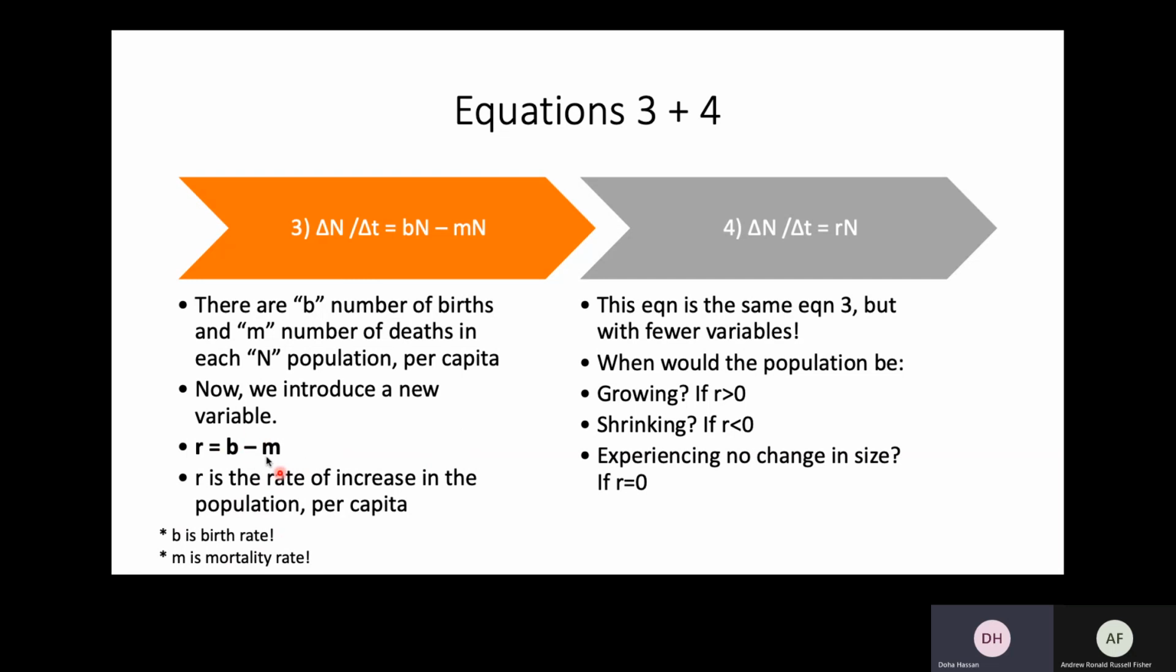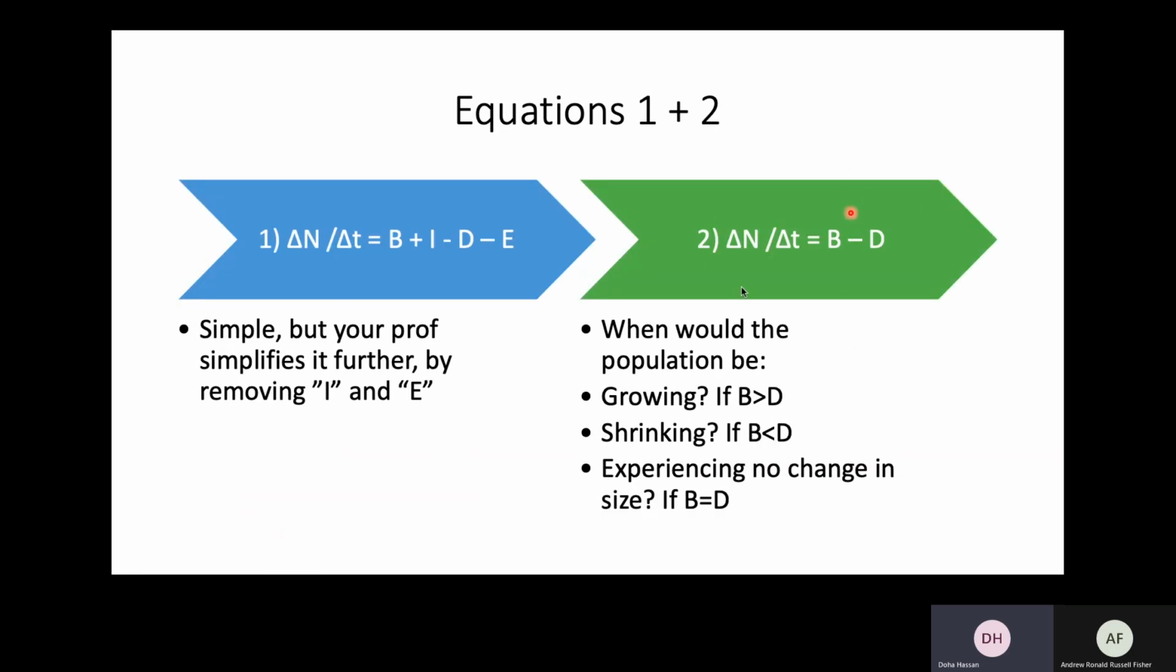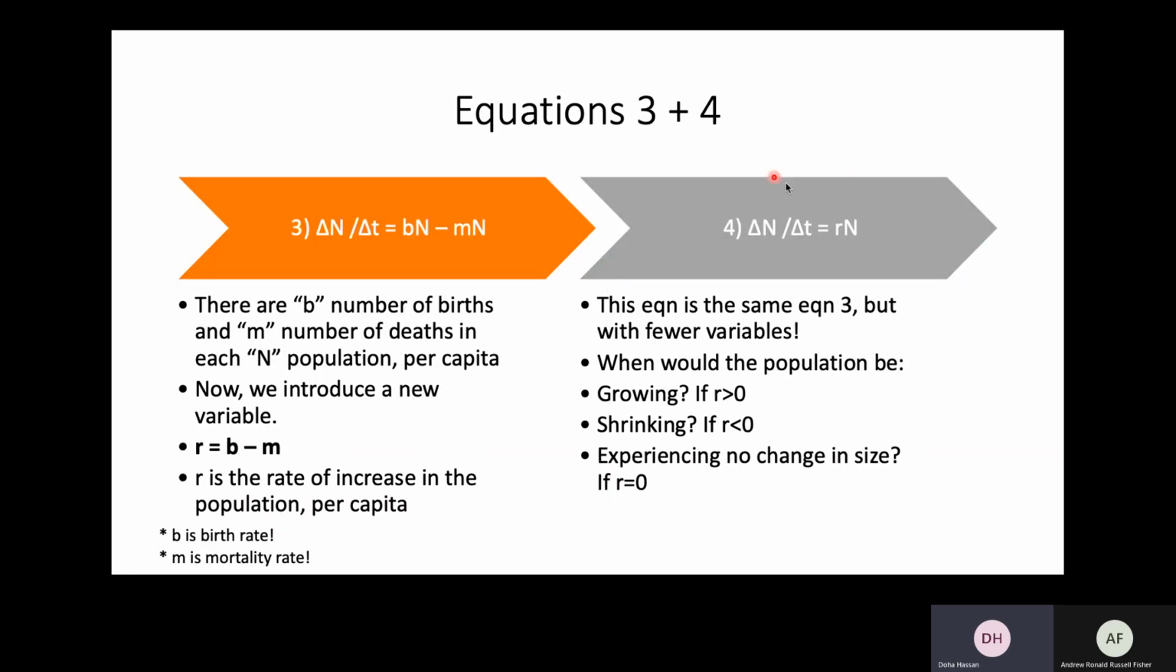So here you're just rationalizing the numbers as opposed to before when we were talking about absolute numbers. And then the fourth equation was the change in the population size divided by time, which you already know, and that's equal to little r times n. So again, little r is the rate of increase in the population per capita, and n is the population size. So this equation is the same as this one, but it has fewer variables. We've simplified it a little bit more based on the fact that we know that b minus m is r, so we substituted that in. If you actually compared them, you would see how the math works between the two.